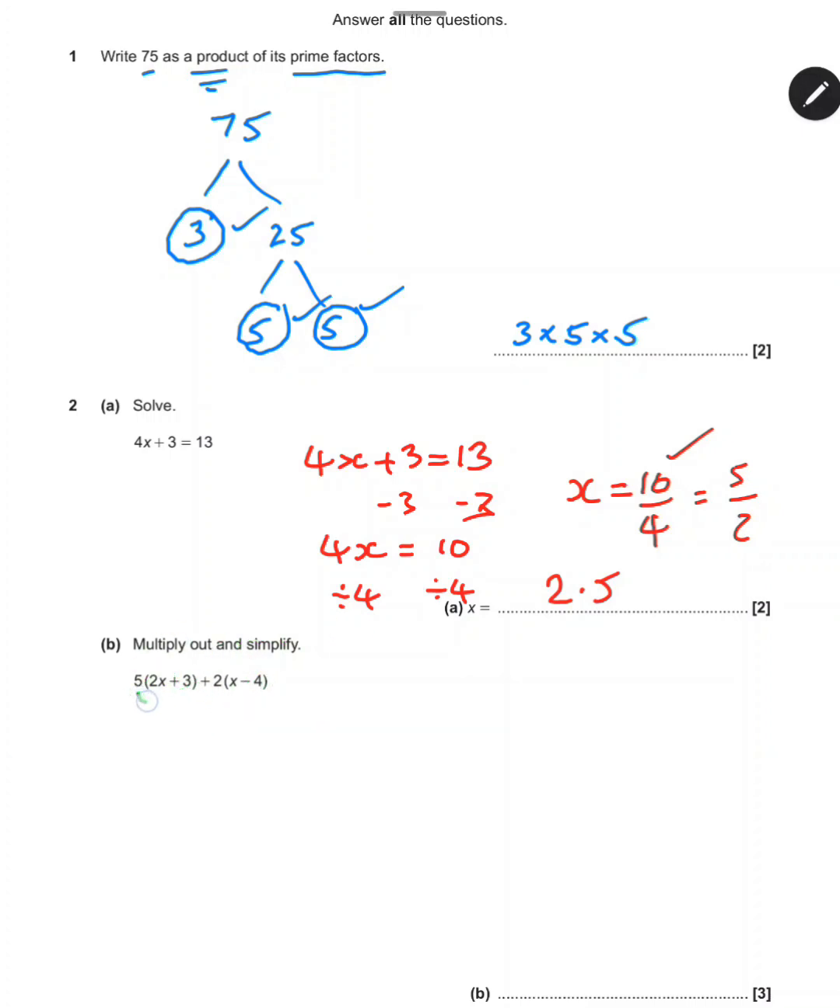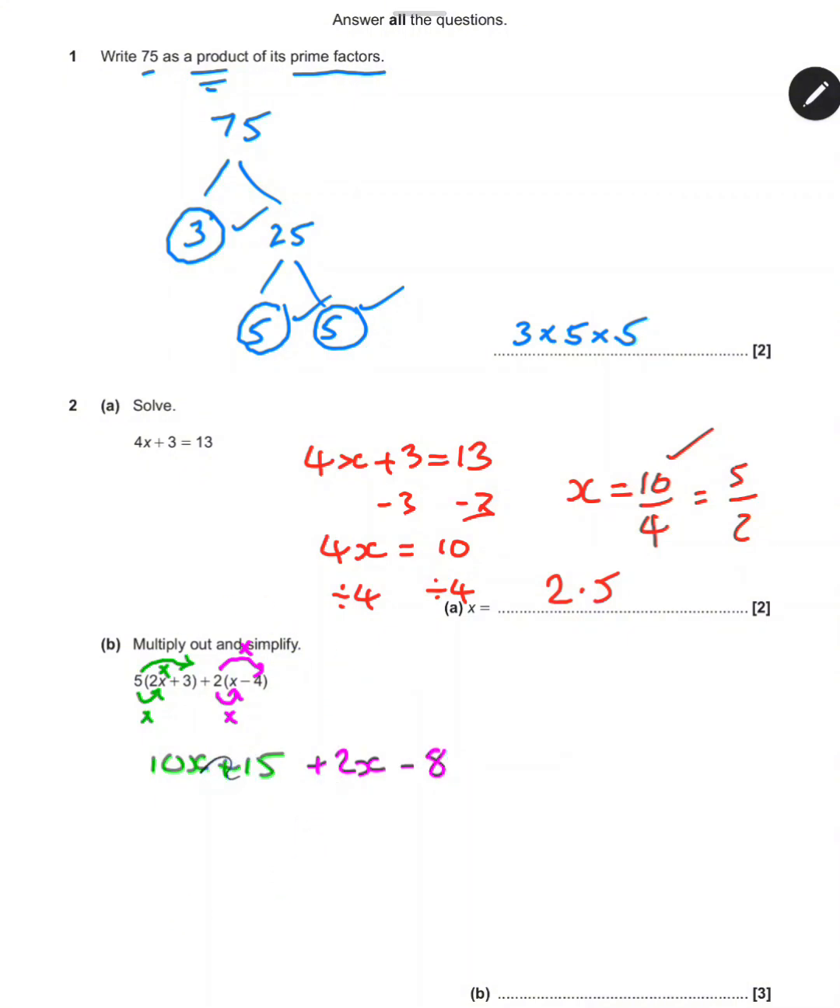So I'm going to do 5 times 2x, and I'm going to do 5 times 3. 5 times 2x is 10x. 5 times 3 is 15. Look at the next set of brackets. We've got 2 times x and 2 times negative 4. 2 times x is 2x. 2 times negative 4 is negative 8. And that's the expand part taken care of.